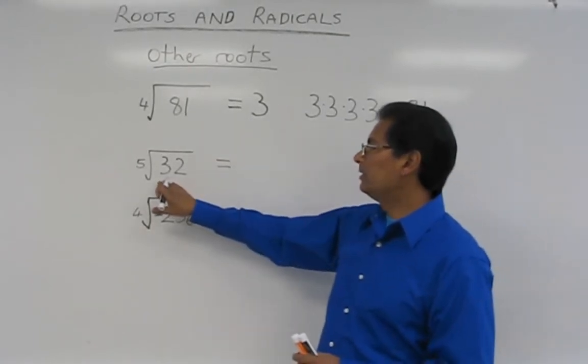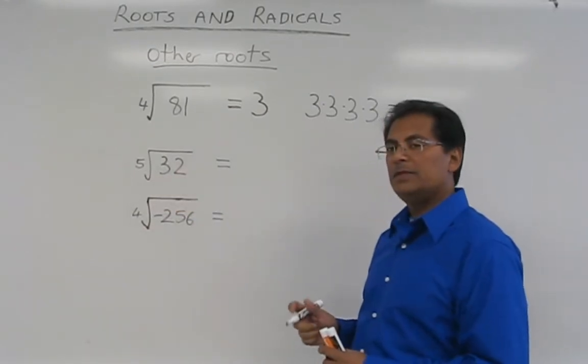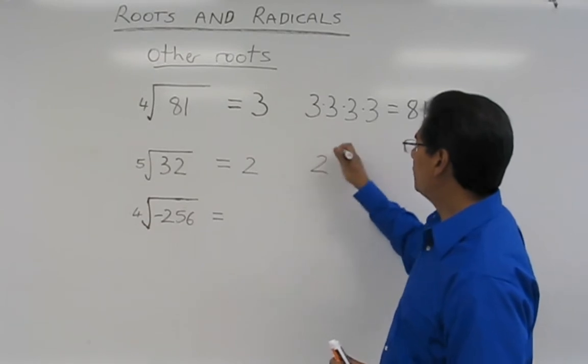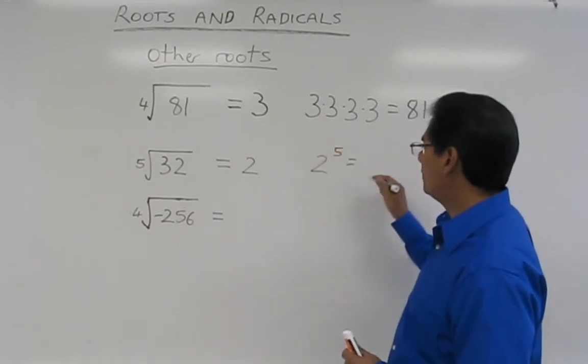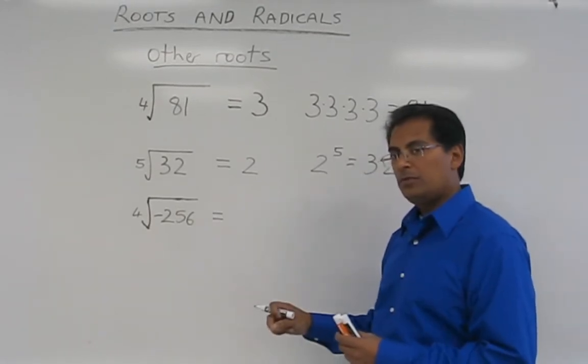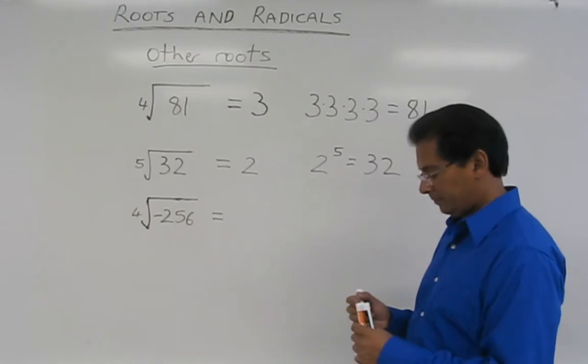Fifth root. The 5th root of 32. What's that going to be? Well, that's actually 2, because 2 to the 5th power is going to be 32. 2 times 2 times 2 times 2 times 2 gives you 32.